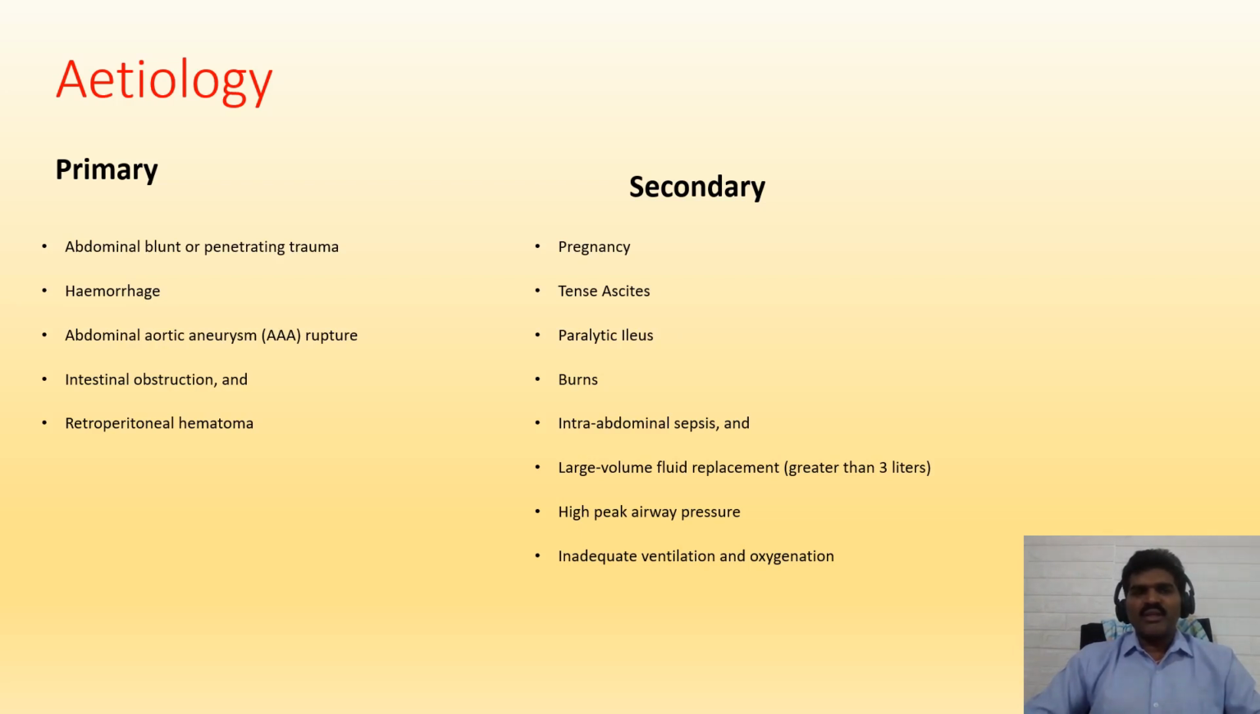High peak airway pressure can lead to air entering into the gastrointestinal system, leading to dilation of the stomach, which can lead to increased intra-abdominal pressure. Inadequate ventilation and oxygenation, which increase inflammation, can also be causes for secondary abdominal compartment syndrome.